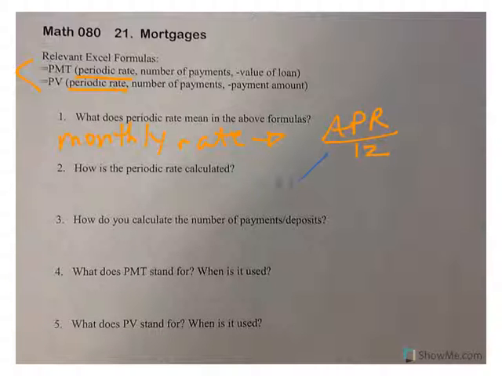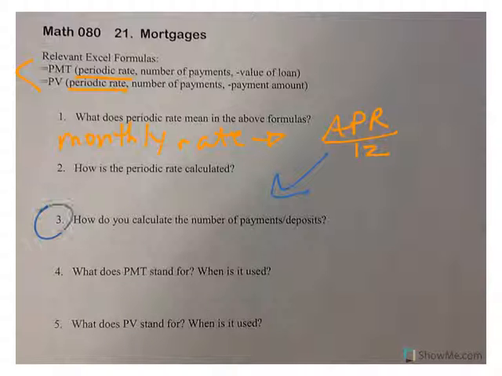Oh my gosh, I just answered question number 2. So the periodic rate, to calculate it, if you want it to be monthly, you divide by 12. Now, if you wanted that to be weekly, you could divide it by 52. You can do whatever you want. The period, you always just take your annual percentage rate and you divide it by how many times a year you want to make a payment.